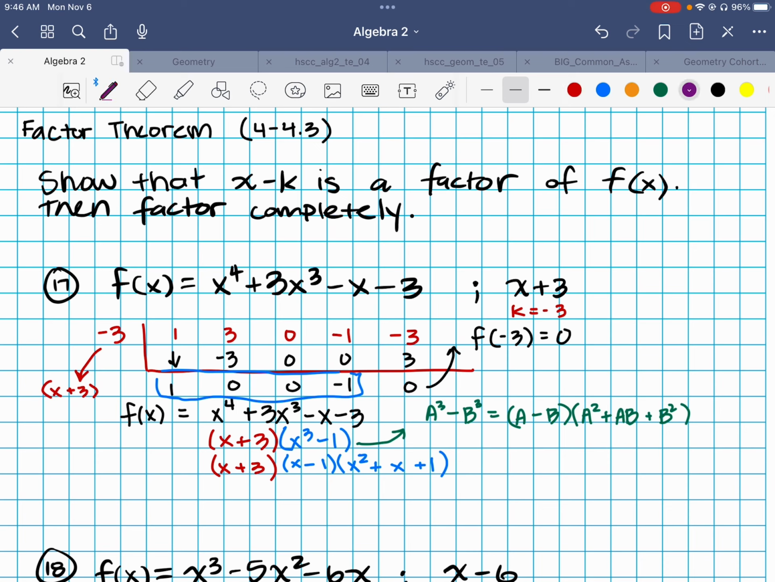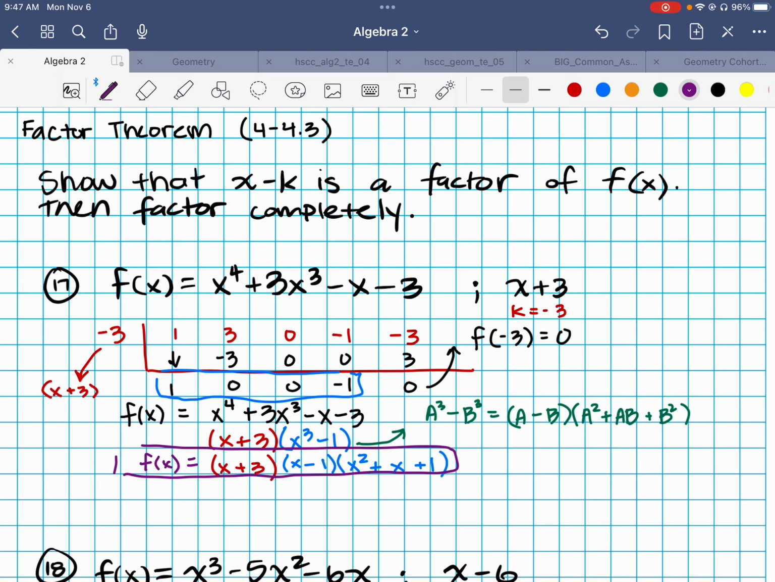Now some of you might ask, can we factor the x squared plus x plus 1? And when it came from a difference of cubes, you can't, at least not the way that I've been factoring out the difference of cubes. So this right here is in its completely factored form, and we have x plus 3 times x minus 1 times x squared plus x plus 1 is now the factored form of the function f of x.